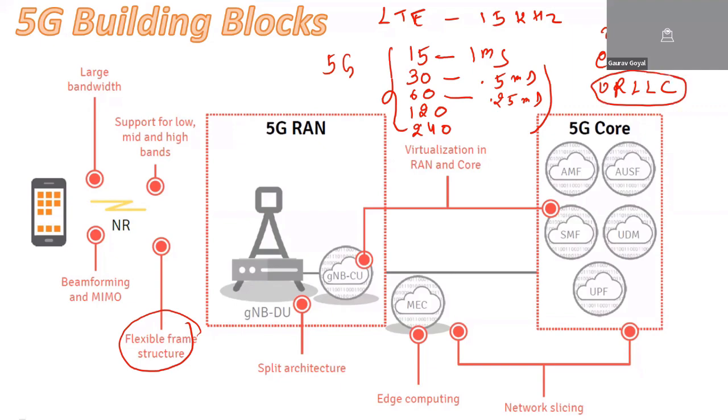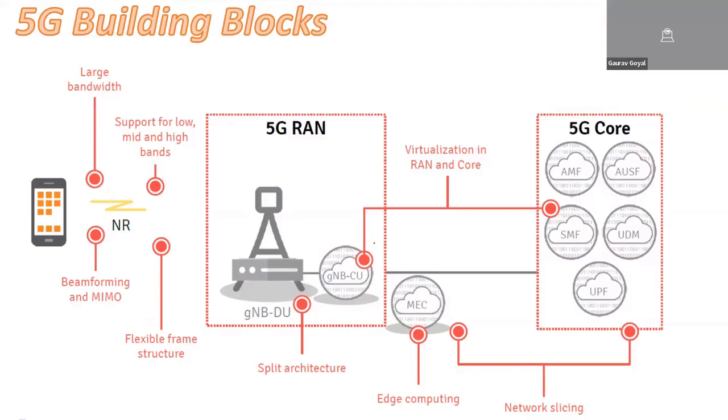So that quarter millisecond slot timing, which is the transmission time interval, is one of the capabilities that enable low latency communication. The smaller the slot timing, the more frequently we are sending data over the air, and hence our latency will be reduced.